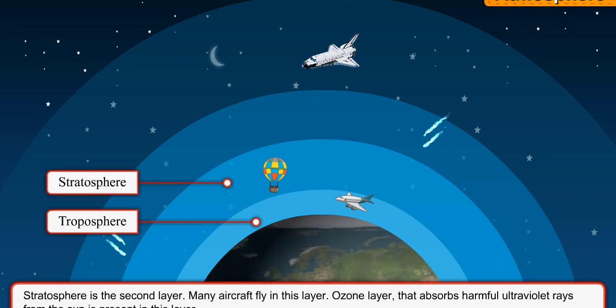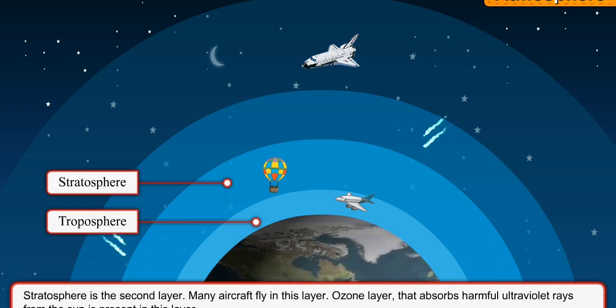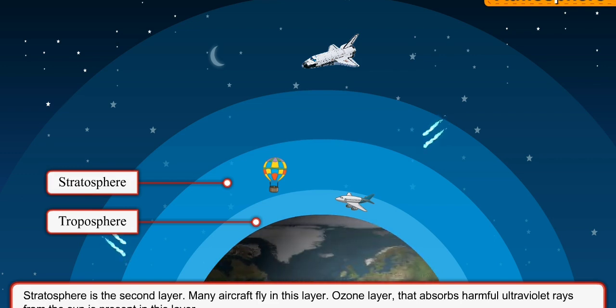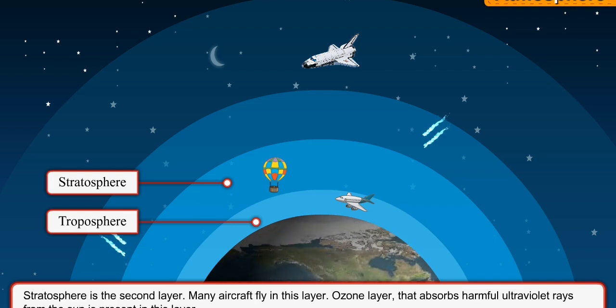Stratosphere is the second layer. Many aircraft fly in this layer. Ozone layer, that absorbs harmful ultraviolet rays from the sun, is present in this layer.